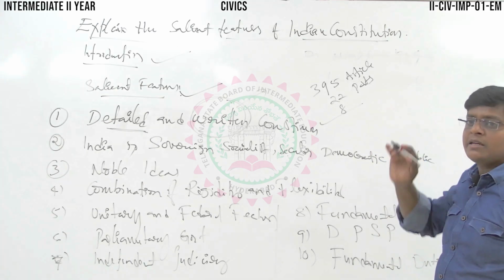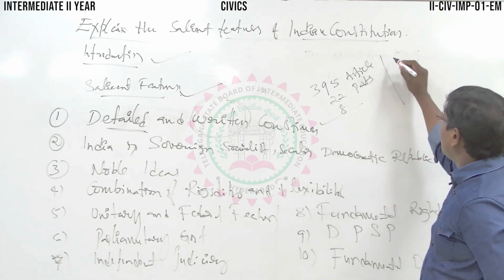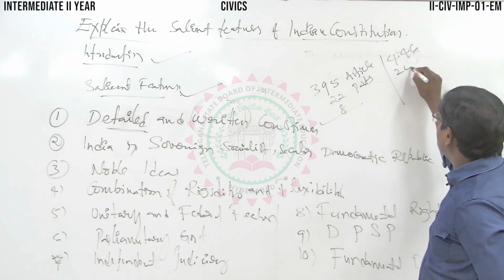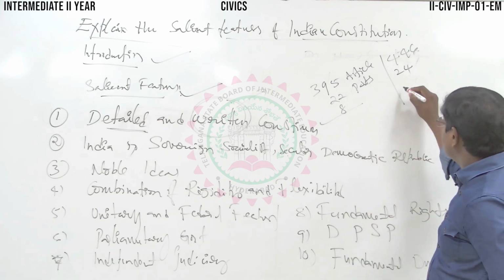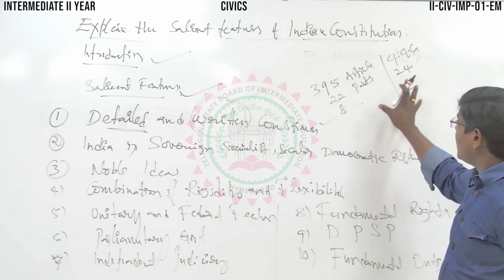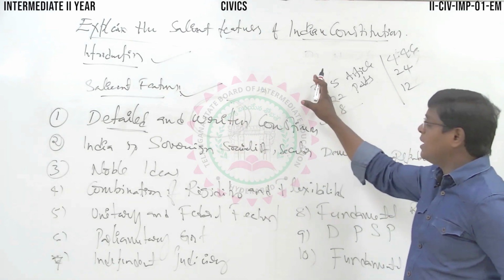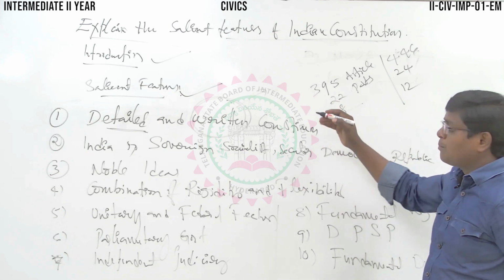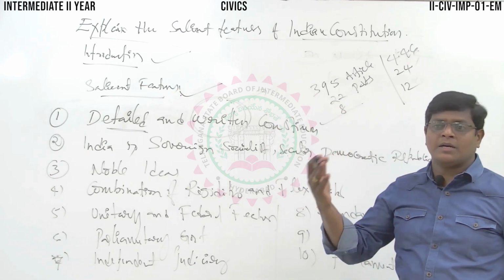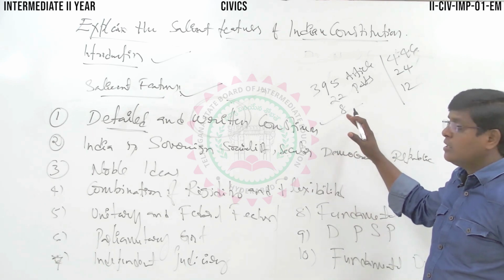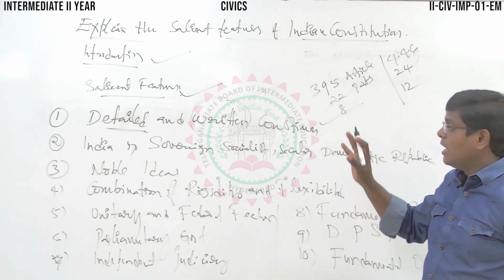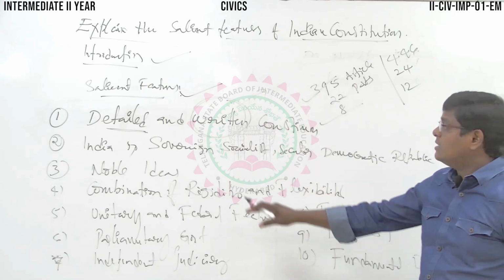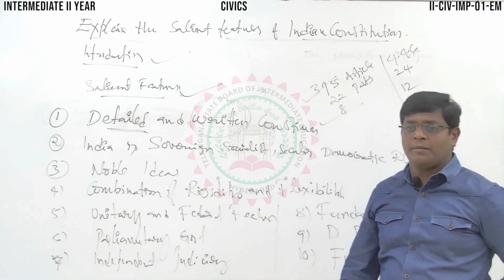Earlier, the articles have now increased to 446, in 24 parts. At present, there are 12 schedules. So what this indicates is that our Constitution is a very bulky one, the lengthiest one, because of the mention of all the provisions: fundamental rights, directive principles, special provisions for SCs and STs, and the division of powers. All those are clearly mentioned. That's why it looks like a detailed and lengthy document.